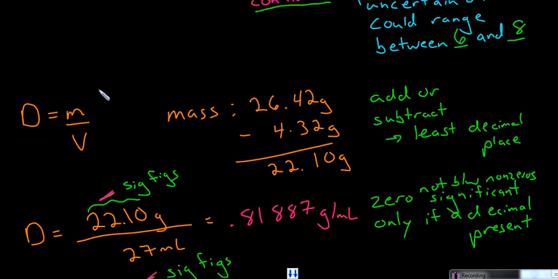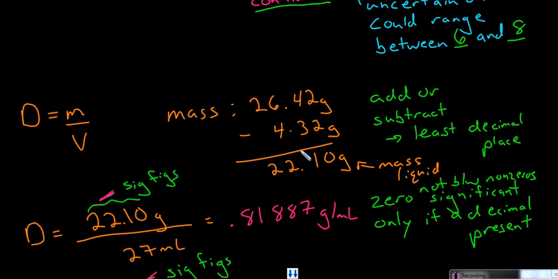So, density, we need mass and volume, and so we want to determine the mass of our liquid. Now, we know that the graduated cylinder with the liquid is 26.42 grams, and we know that the graduated cylinder itself is 4.32 grams. So we can determine that the mass of our liquid is 22.10 grams. Now, it's important, though, that any numbers that we're writing following calculations have the proper number of significant figures, or at least are as precise as they should be.